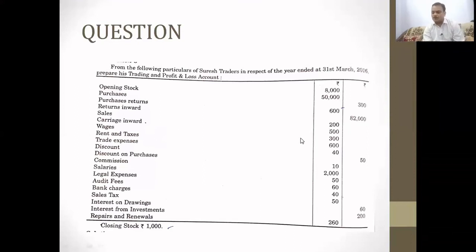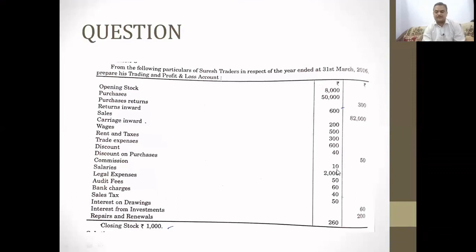Wages, it is also an indirect expense and it will show in the debit side of trading account. Rent and rates, rent and taxes, it is treated as an indirect expense and it will show in the profit and loss account debit side. Trade expenses, profit and loss account debit side. Discount expense, discount, profit and loss account debit side. Discount on purchase, it is an income and it will show in the profit and loss account's credit side.